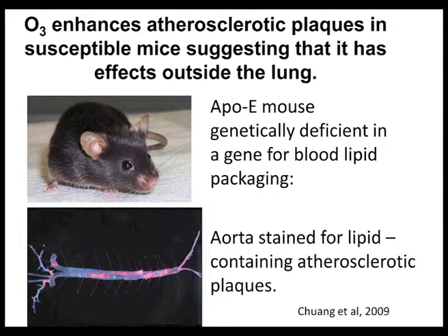Animal inhalation studies support the human epidemiology. For example, mice with a genetic defect in blood lipid packaging have increased atherosclerotic plaques when exposed to ozone, suggesting that ozone can have effects outside the lung.